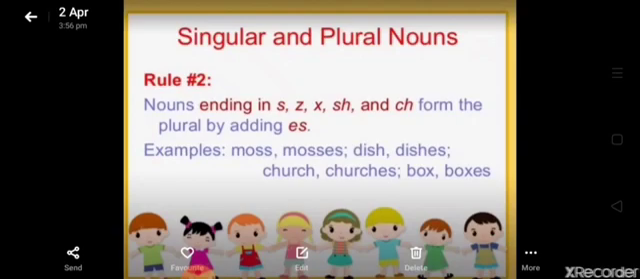Examples: moss, mosses; dish, dishes; church, churches; box, boxes. So, always remember this. This is rule number 2 for making singular into plural. Whenever the noun ends with s, z, x, sh or ch, always put es at the end of the word.